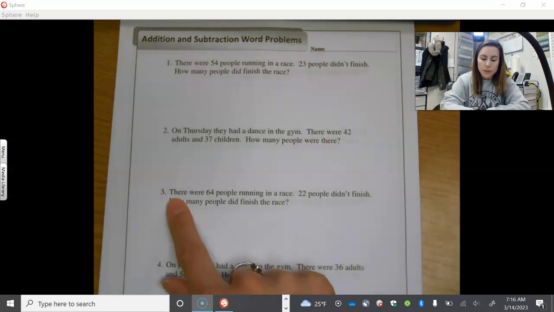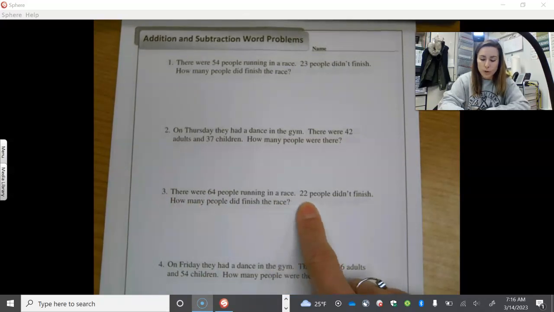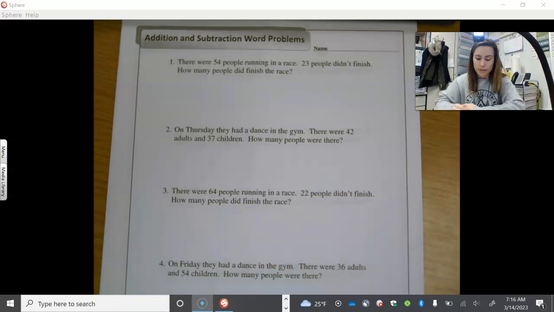Number 3, there were 64 people running in a race. 22 people didn't finish. How many people did finish the race? So you're going to notice some similarities between kind of what's going on in each story.